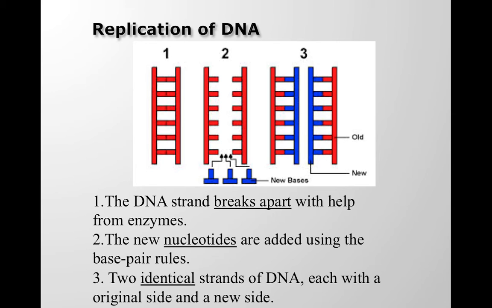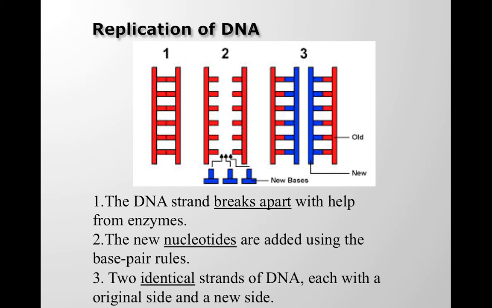The first step, DNA is going to break apart. So if you look at, here's a typical strand of DNA kind of unwound. And so what happens is some enzymes are going to come along and break the bonds between the nitrogen bases, and they split apart. The second step is we're going to have a bunch of nucleotides that are going to come along and attach to each side of our split apart DNA, and they're going to follow the base pairing rules, which remember, A goes with T and C goes with G.